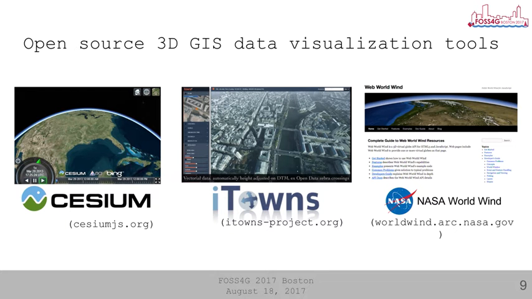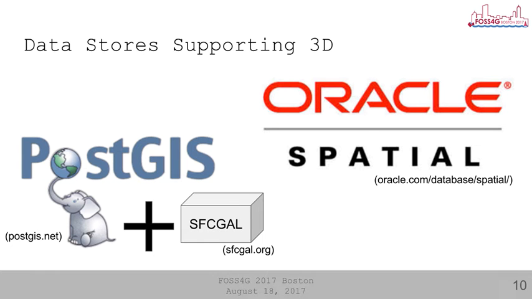Now we have several open source software tools dealing with 3D spatial data such as Cesium.js, iTowns, and NASA World Wind. These tools, which have been actively developed, are mainly focused on visualizing 3D data in a client environment. Also there are several database management systems that can store 3D spatial data and perform 3D query processing. One of the representative commercial databases, Oracle Spatial, supports 3D spatial data types, including solid geometry, and also supports 3D spatial operations.